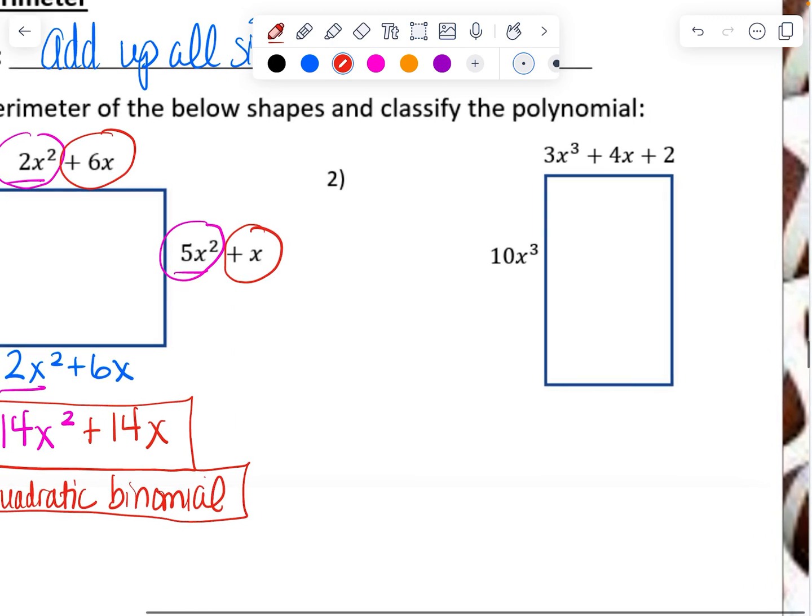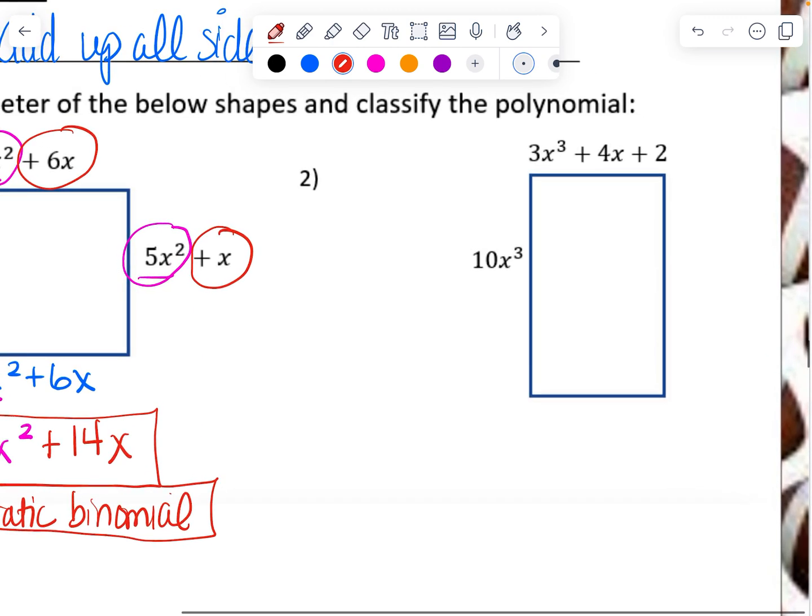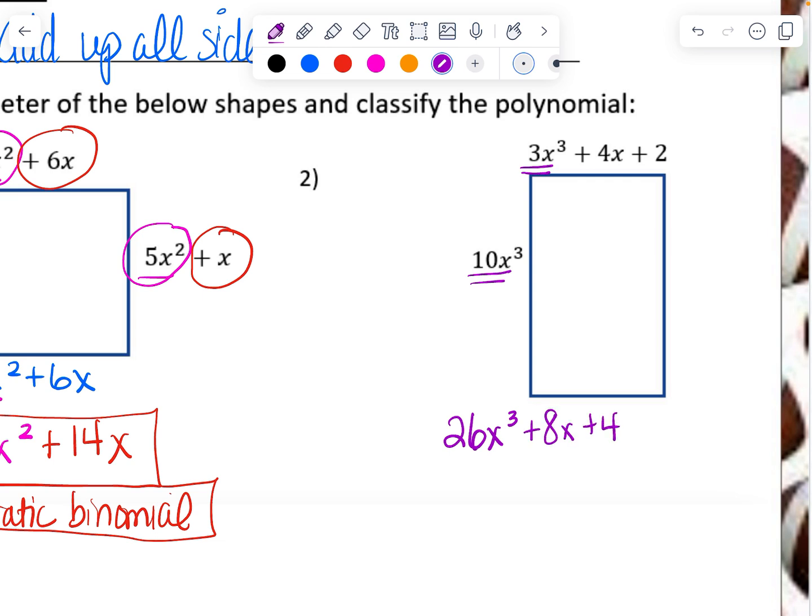This example would be exactly the same. If it's okay with you, I'm not going to rewrite everything. I'm just going to double what I see. Just make sure if that's a strategy you're going to use that you remember to double. I've got 10x cubed plus 3x cubed. That's 13x cubed. But if I double that, I've got 26x cubed. And then 4x, if I double 4x, I get 8x. And if I double 2, I get 4. So making sure that you're doing the perimeter around the entire shape, not just the 2 sides.